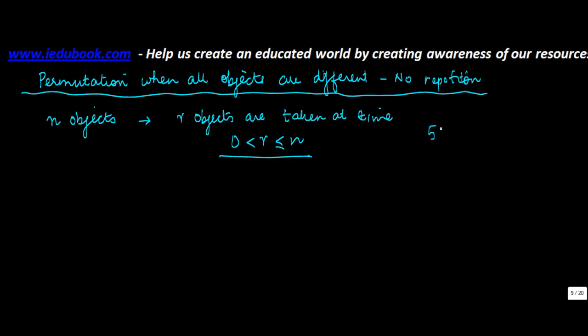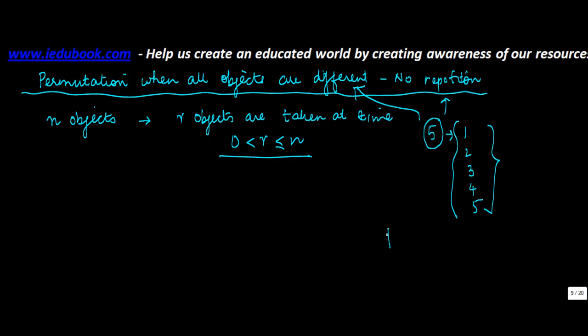So let's say you have 5 objects. You may take 1 object at a time, 2 objects, 3 objects, 4 objects or 5 objects, all of them taken at a time. But none of these objects are repeating, which means that all the objects are different.